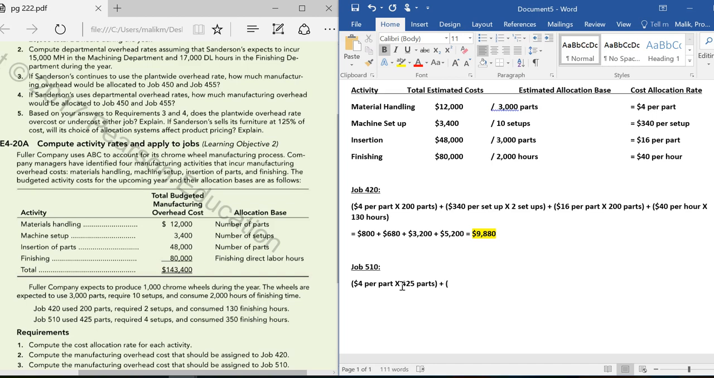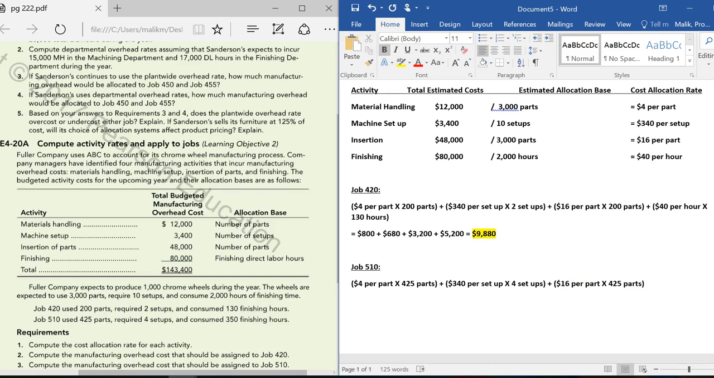For machine setup cost, the rate is same. We actually did it here, $340 per setup, and you will multiply how many setups they actually did for job 510. They did 4 setups, so let's multiply it by 4 setups. Now our next activity is insertion. The rate is $16 per part. So we will write the rate first, and then we're gonna multiply how many parts job 510 actually used. So job 510 actually used 425 parts.